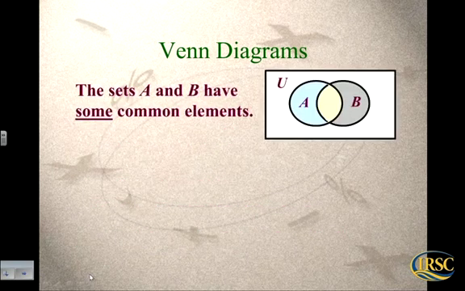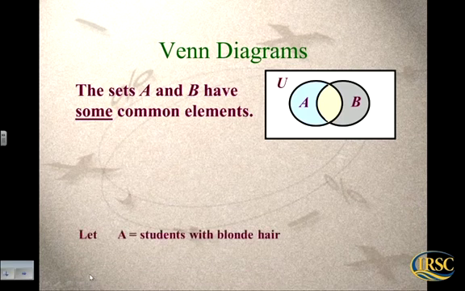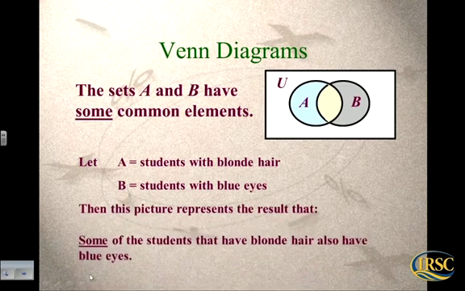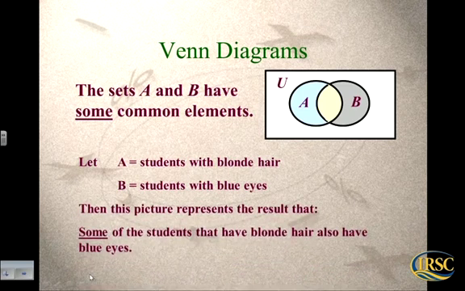Okay, so then this picture shows that sets A and B have some common elements. Notice that the two circles overlap a little bit, and so that yellow portion is the elements that they have in common. So same two sets, and this picture represents the statement that some of the students that have blonde hair also have blue eyes. They have some elements in common, but also have other elements that they don't have in common.